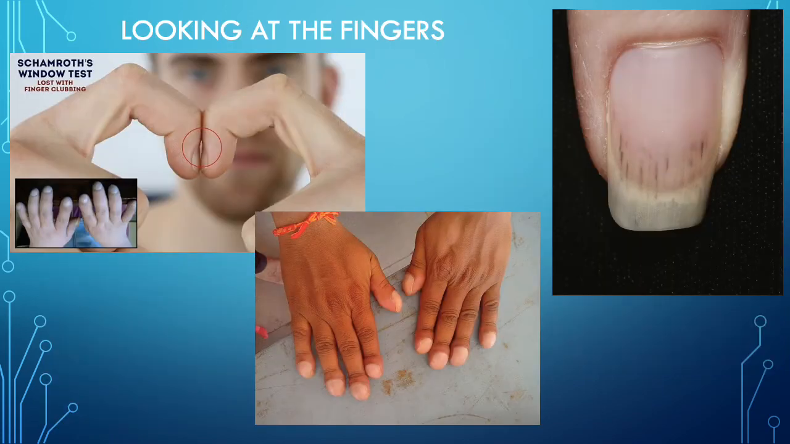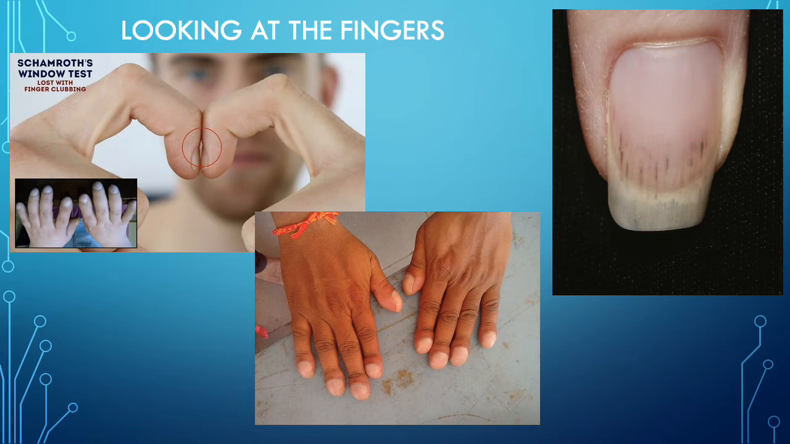We also want to look at the fingers. So there's two things we're looking at for the fingers. The first thing is we're looking for clubbing. So you can see this guy up at the top. He's putting his two fingers together. You're welcome to do that right now while we're doing this. And he's doing this window test to see if he has clubbing. So you can see the tips of his nails are not touching.